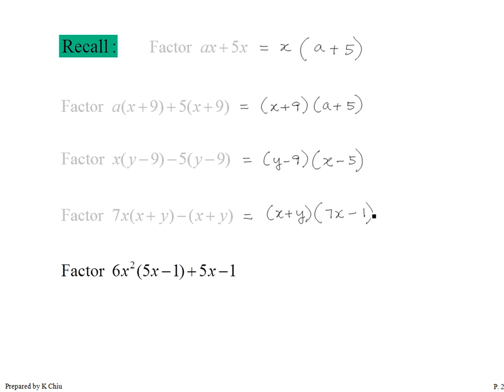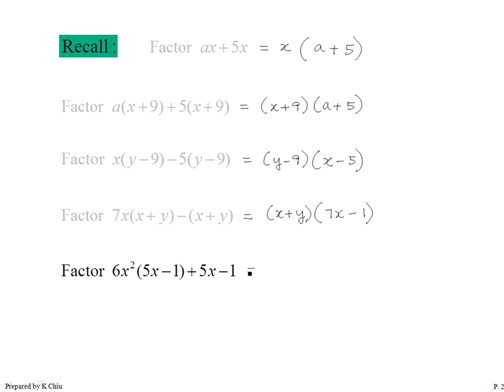Take a look at this one. How many terms do we have? We have 1 term? We have 2 terms? Or we have 3 terms? We have 3 terms this time. Terms are separated by a plus or minus. This is 1 term, this is another term, and this is the third term. Now, if I take a look at these three terms, I have 1, I have 5x, I have 6x squared times 5x minus 1. There will be no common factor because the last term is just 1. So, looks like nothing we can do.